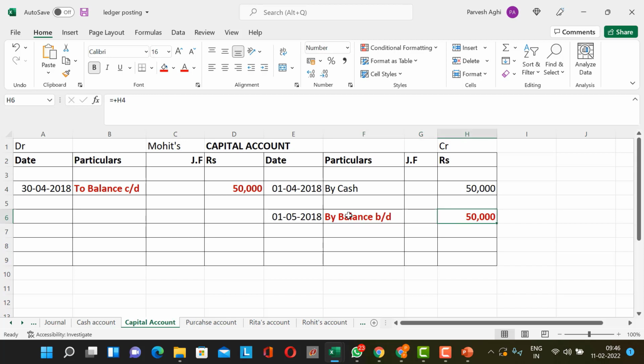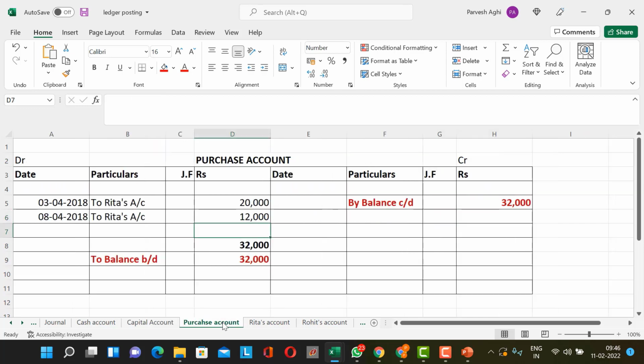This account will go to the trial balance. Whatever is coming as balance brought down, which is on 1st of April, will go to the trial balance from here. Then we have the purchase account. We want to know how much purchases we have made, so we debit the purchase account. It's a nominal account, an expense account. From whom have we purchased goods? From Rita.